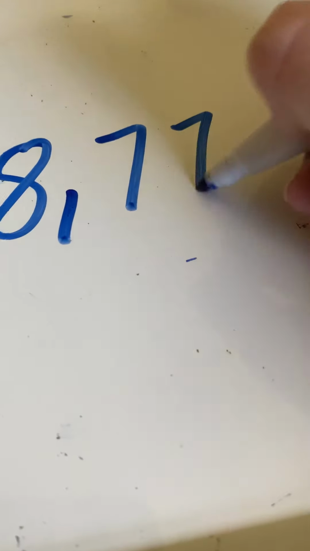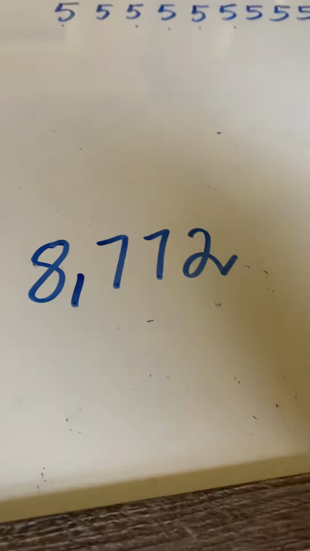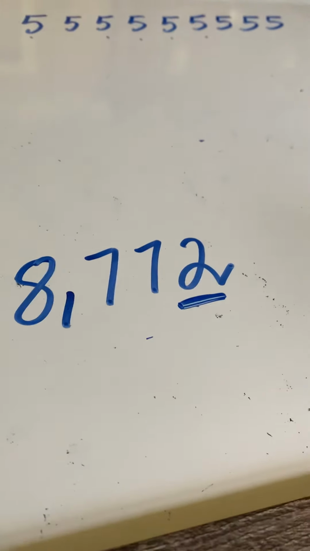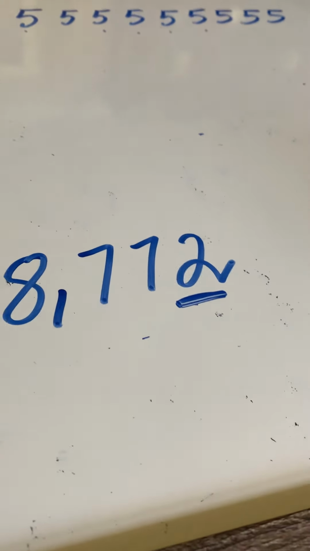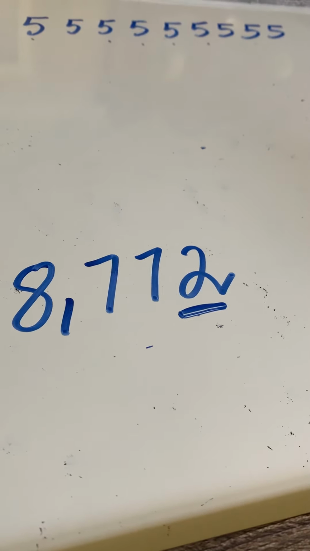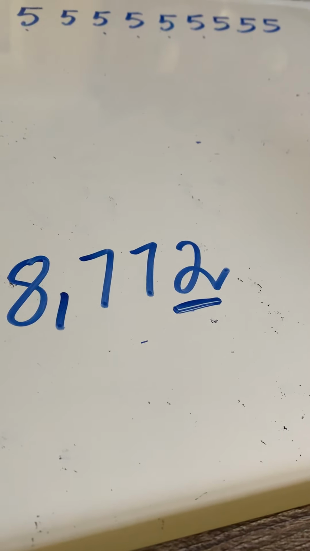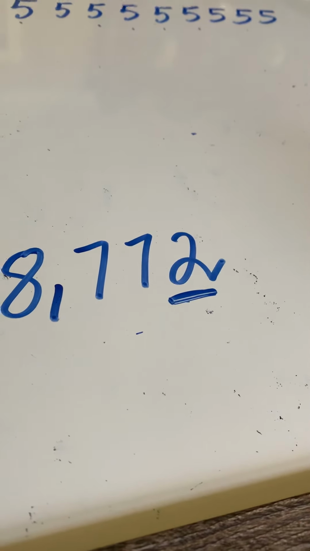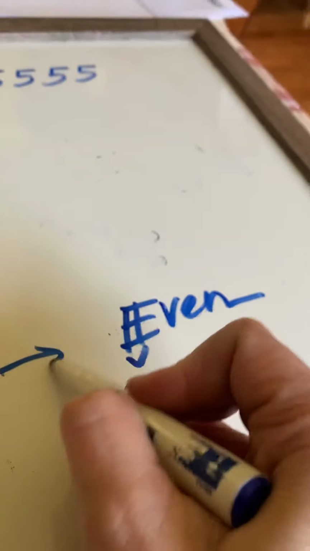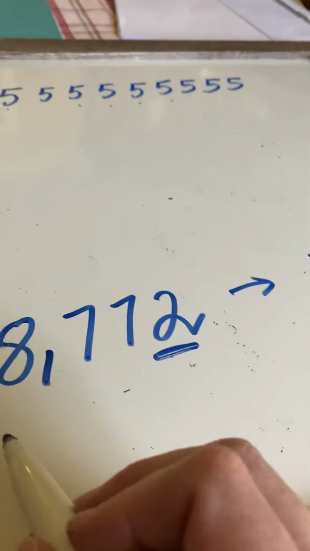So for the first one, 8,772, we only look at the ones place. The ones place is a 2. So if we remember, is 2 even or odd? Think about it. Does it have a partner? Does everybody have a partner? 1, 2, partners. Yes, there's nobody left out. So we know that this guy right here is even. So the whole entire number is even.